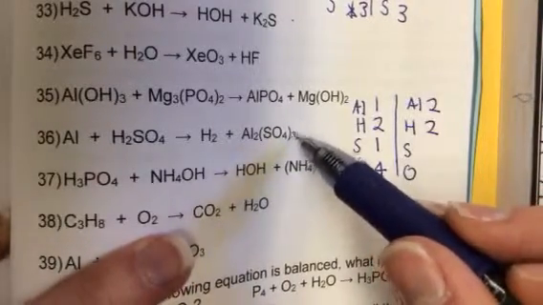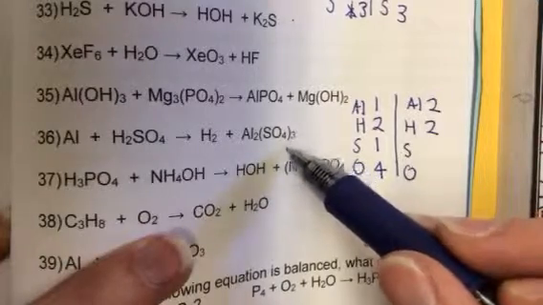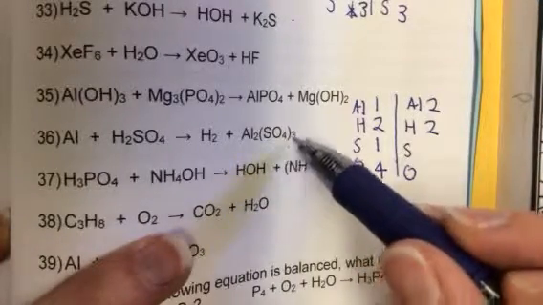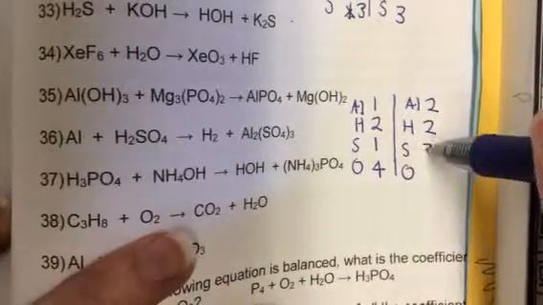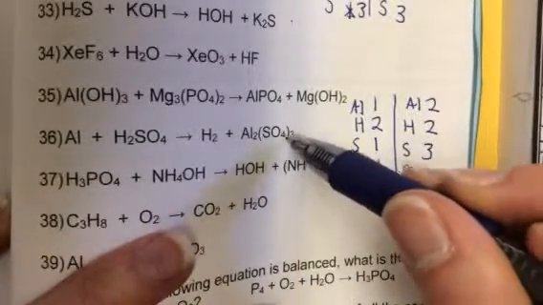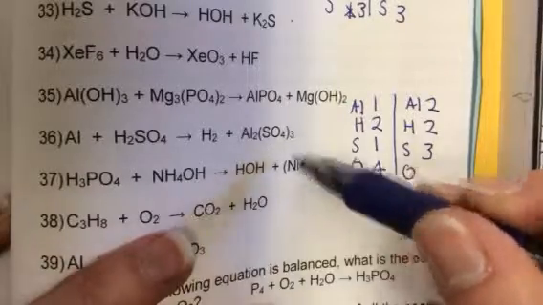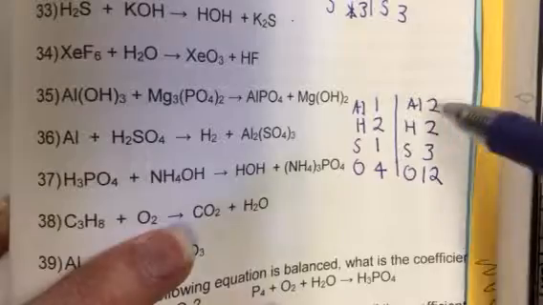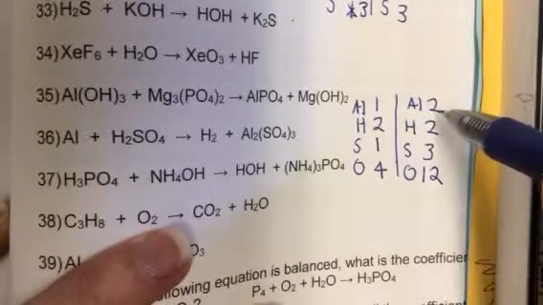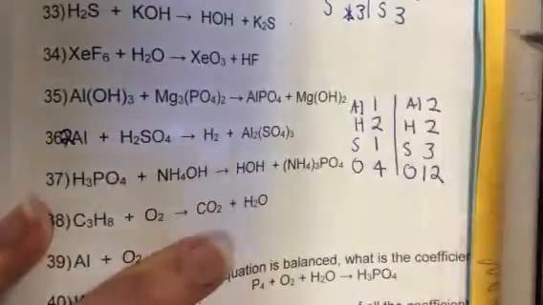That is because this 3 outside the parentheses distributes in, just like it would if it was a 3 in front of parentheses in math. So I have 3 sulfurs, and then the 3 multiplies by the subscript of the oxygen. So I actually have 12 oxygen. Let's balance the aluminums first. I have 2 over here and just 1 over here. So I can put a 2 in front of the aluminum.